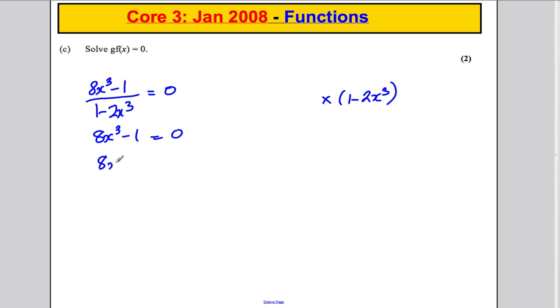Add 1 to both sides. Divide both sides by 8. And take the cube roots of both sides. And the cube root of 8 is nice and neatly, it is actually a half, and therefore we're done.